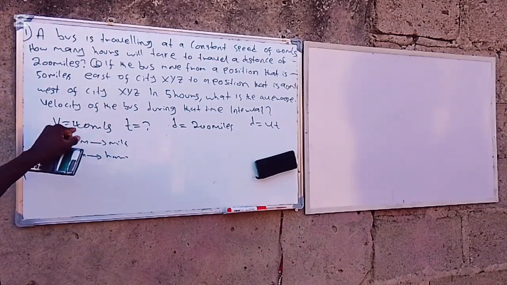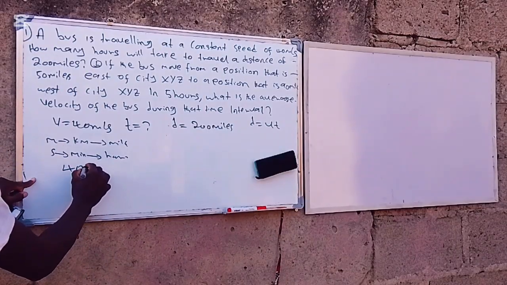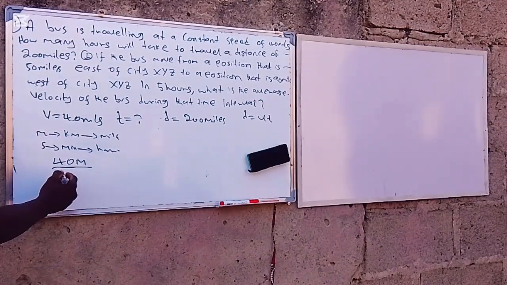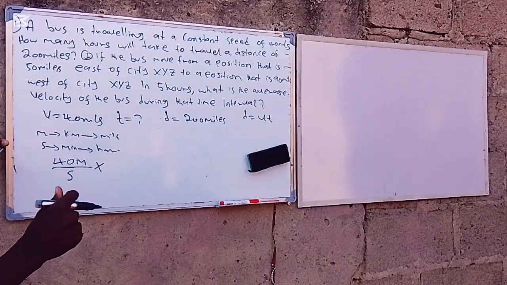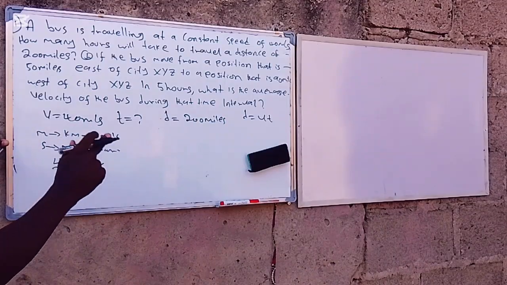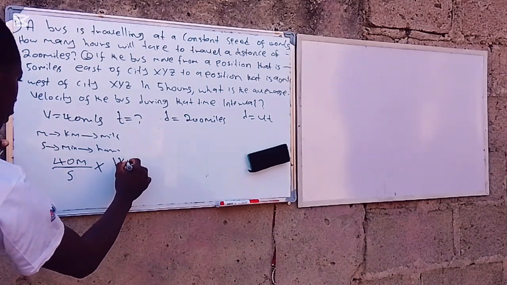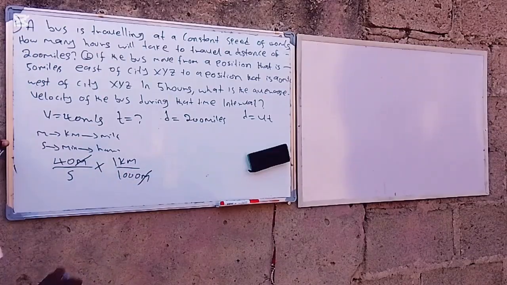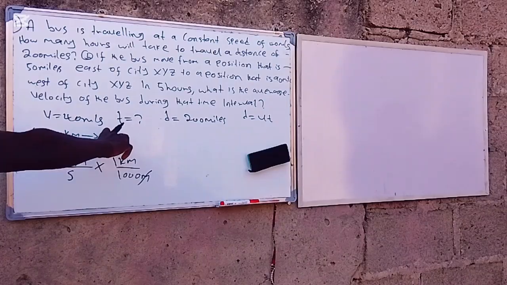So the first thing that I'm going to do is take a look at the velocity, which is 40 meters per second. For the per second, I have seconds. So I have to multiply it by 1 kilometer, because I'm converting meters to kilometers. 1 kilometer is equivalent to 1000 meters. So 1 kilometer divided by 1000 meters. As you can see, this meter will cancel this meter. The next thing, I have to convert kilometers to miles.